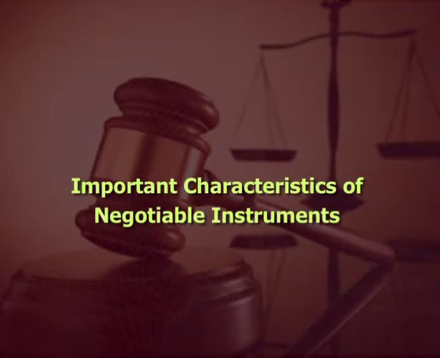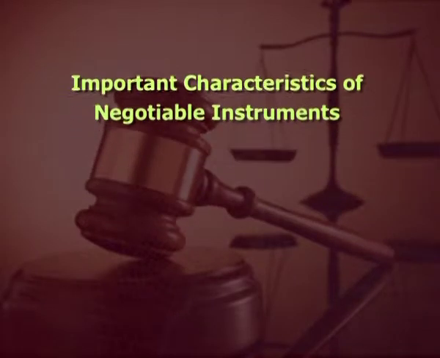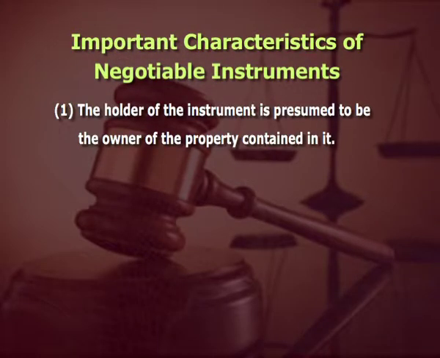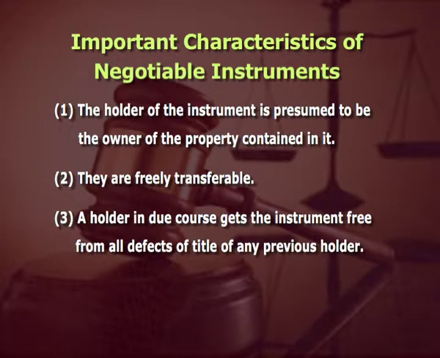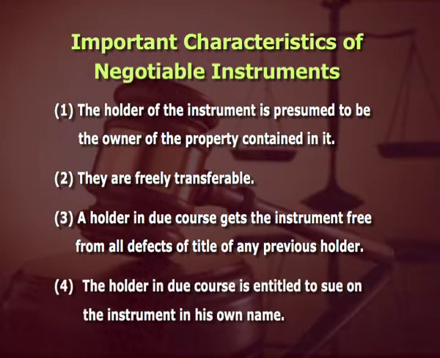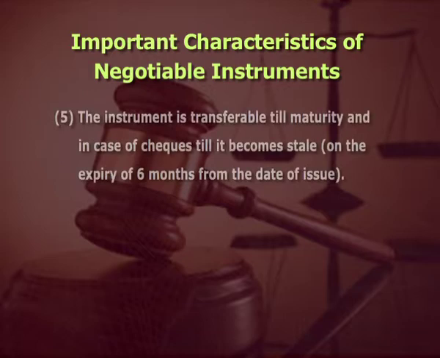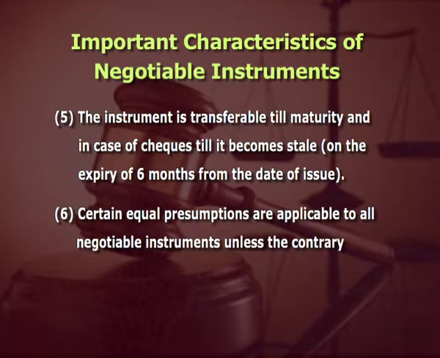Important characteristics of negotiable instruments. Following are the important characteristics of a negotiable instrument. First, the holder of the instrument is presumed to be the owner of the property contained in it. Second, they are freely transferable. Third, a holder in due course gets the instrument free from all defects of title of any previous holder. Fourth, the holder in due course is entitled to sue on the instrument in his own name. Fifth, the instrument is transferable till maturity and, in case of checks, till it becomes stale on the expiry of 6 months from the date of issue. Sixth, certain legal presumptions are applicable to all negotiable instruments unless the contrary is proved.